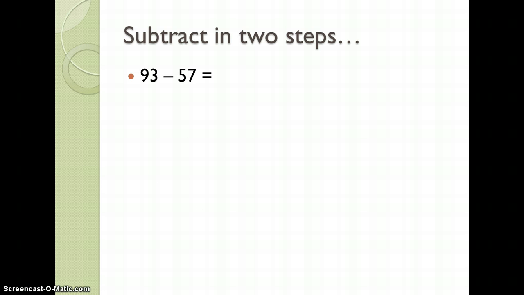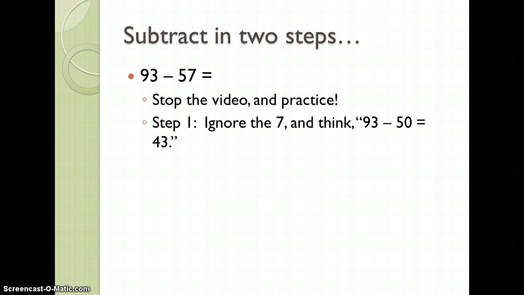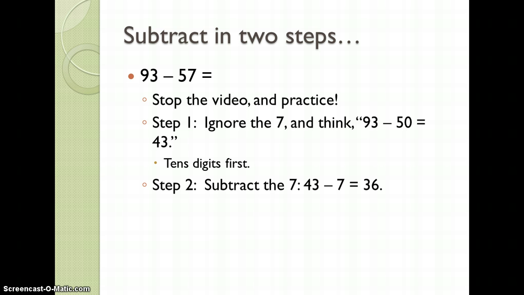93 minus 57. Stop the video and practice on your own. Step 1, ignore the 7 and think 93 minus 50, which is 43, the tens digits. Step 2, we're going to subtract the 7 that we ignored in step 1 from our answer in step 1. So 43 minus 7 is 36. We subtracted the ones digit.